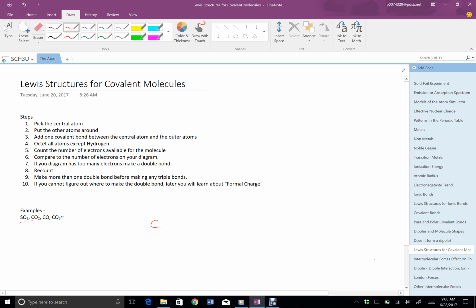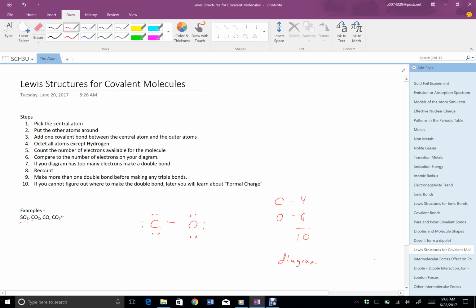Carbon monoxide. No central atom here, we just put 1 carbon, 1 oxygen, put a bond between them, and then octet them. I've got to, using their number of valence electrons, predict how many I should have to work with. Carbon is in the 4th column. Oxygen is in the 6th column, so they have 4 and 6 electrons to work with, for a total of 10 electrons. Let's go to the diagram and see how we're doing here.